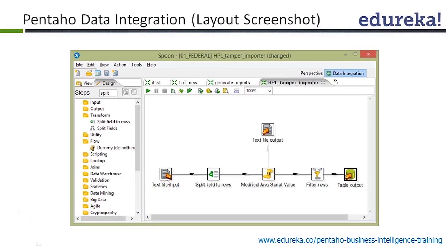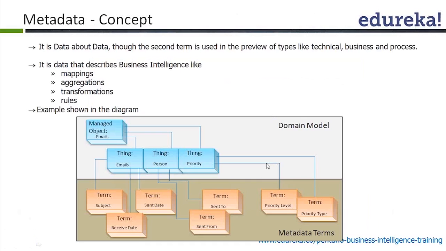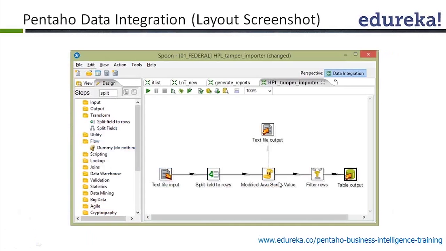This is reading the data from one text file and splitting the fields into rows. Basically one field contains multiple rows, and the requirement here is that one row needs to be split into multiple rows, with a transformation and business logic applied. Then whatever is not required can be discarded, and whatever is required can again be fed to filter rows, and the final data is pushed to a database table. So this is the typical layout.